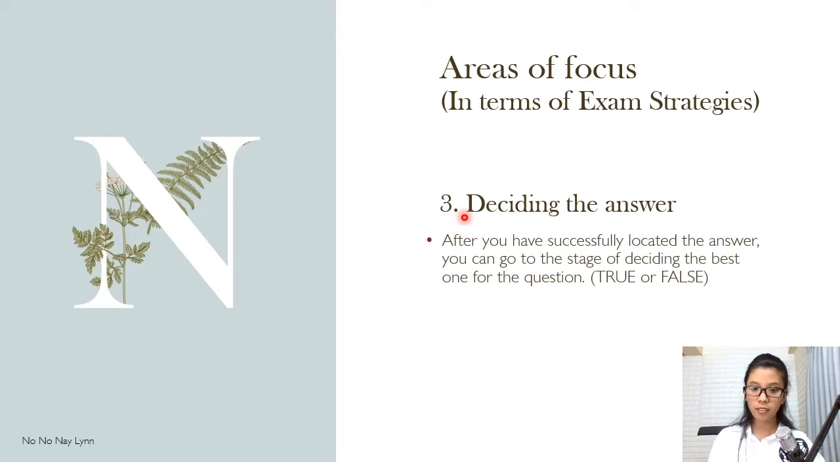Okay, so let's take a look at the final step. Number three, deciding the answer. After you have successfully located the answer, you can go to the stage of deciding the best one for the question. So it's going to be true or false in this case. It's going to be the best answer that suits the question according to the information that you have depicted from the question, if it's the same or if it's different or opposite to what it says in the paragraph. Okay, so after you have finished locating the answer, you will have to decide how it fits best to the question, like whether it's true or false.